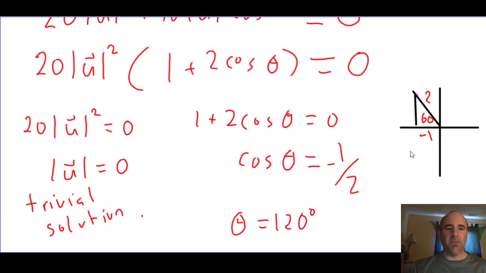Keep in mind, of course, when you're dealing with cosine, yes, there's another solution down here as well, but the angle between two vectors can't be greater than 180 degrees, so we know it has to be there. It's a nice thing about cosine.